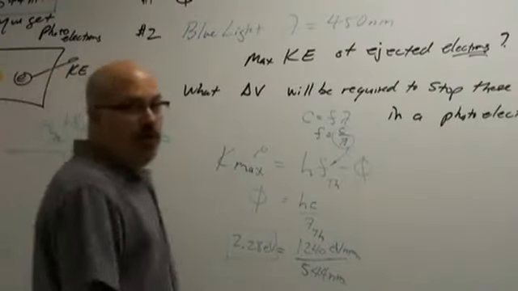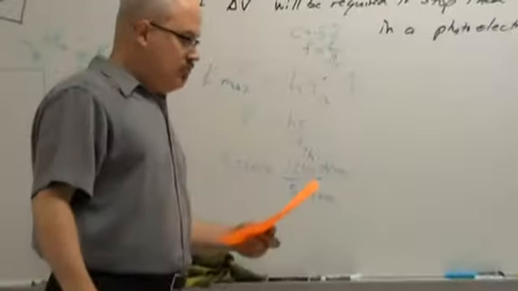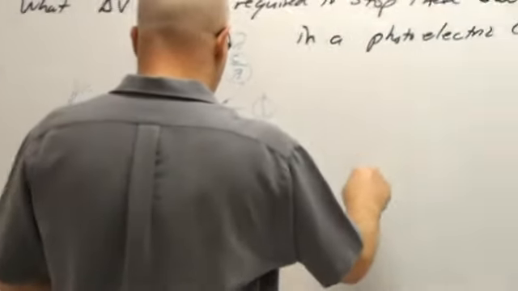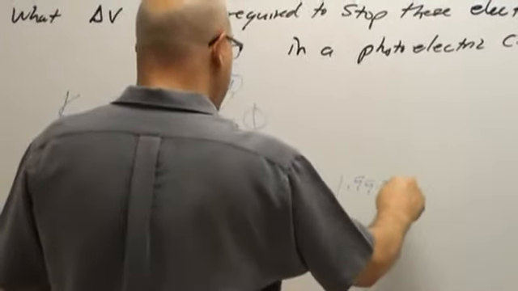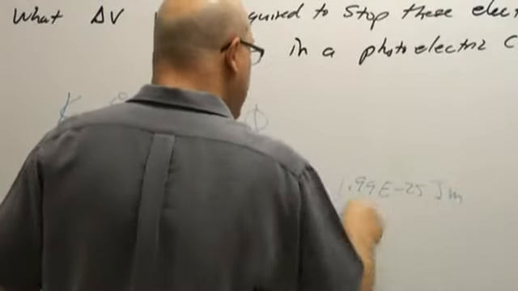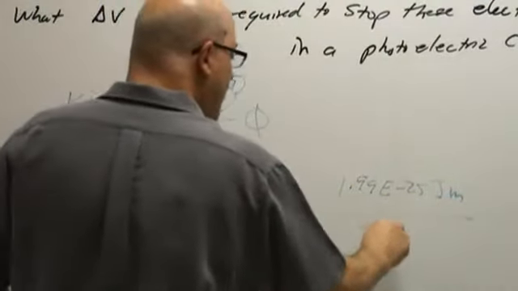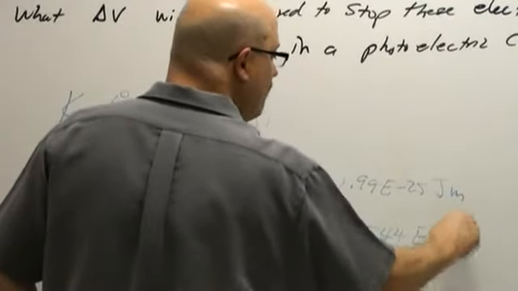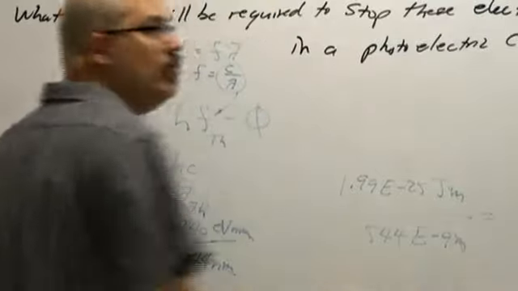Could I have used the other one, the hc that has joules in it? I sure could. I could have used 1.99 e to the negative 25th joule meters over 544, but then I've got to put e to the negative 9th meters, and I could have figured this out in joules if I wanted to.